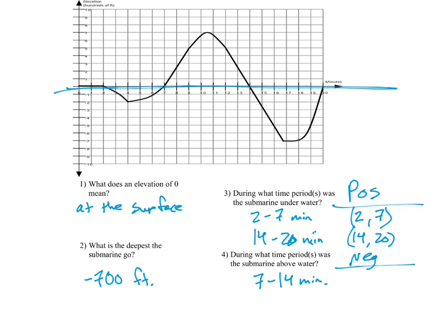And then if I was asking where was it above the water? It was below during those two, and then above in this middle section, and that was the 7 to 14 minute interval. So if you're able to kind of identify those, this lesson is really easy. Just write down the intervals from this x to this x, the function is positive, or from this x to this x, the function is negative.